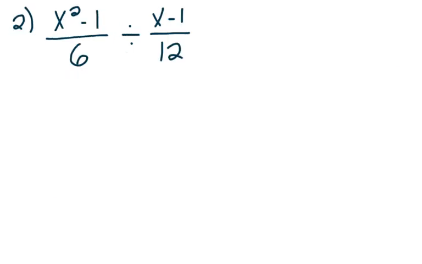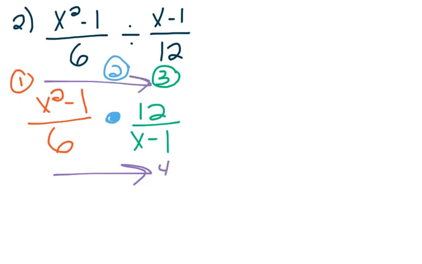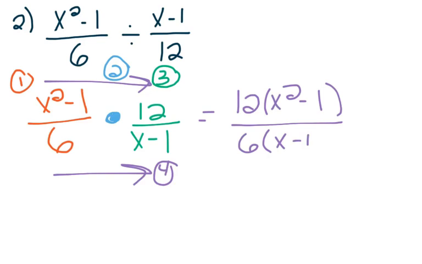Trying number 2, the first step is to rewrite the first fraction. The second step is to change that division into multiplication. The third step is to flip the fraction, so I'm changing the numerator and denominator. Next, I'm going to multiply straight across. That is step 4. So I have 12 times x squared minus 1 over 6 times x minus 1. Next, I want to factor. So I'm going to bring my problem onto the next page and factor it.